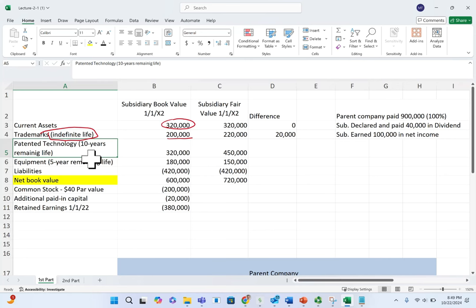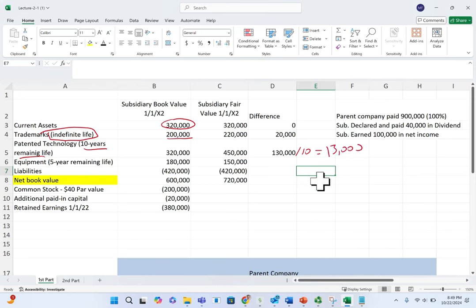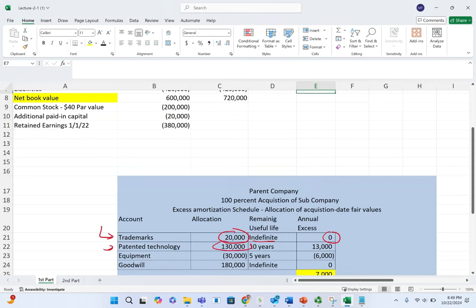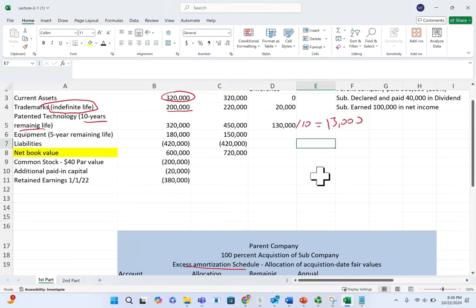We keep on going. There's patented technology with a remaining life of 10 years. The book value of that technology is $320,000. The fair value is $450,000. Is there an excess of fair value over book value? Yes, it's $130,000. Since this patented technology has a remaining life of 10 years, we are going to amortize it over 10 years, and every year we are going to take $13,000. The parent company will add an asset called patent and technology for the $130,000 excess, in the excess amortization schedule for the 100% acquisition of the subsidiary, and amortize it over 10 years, $13,000 every year.